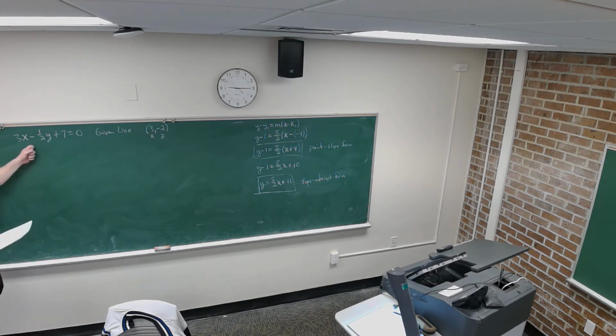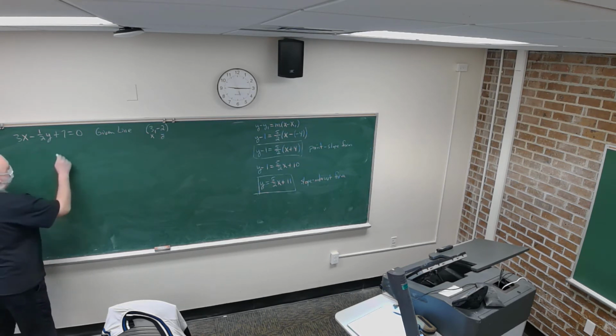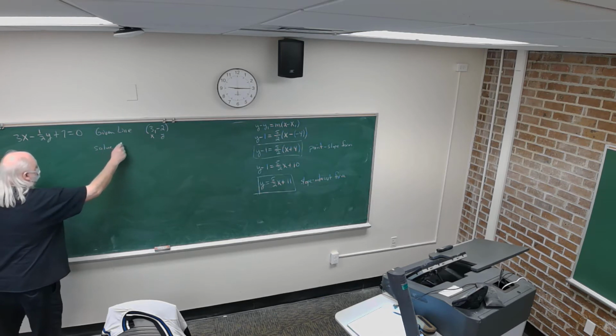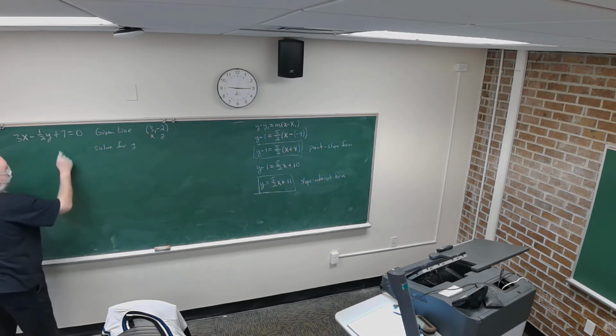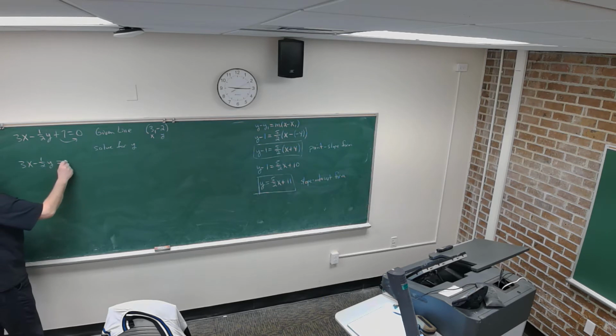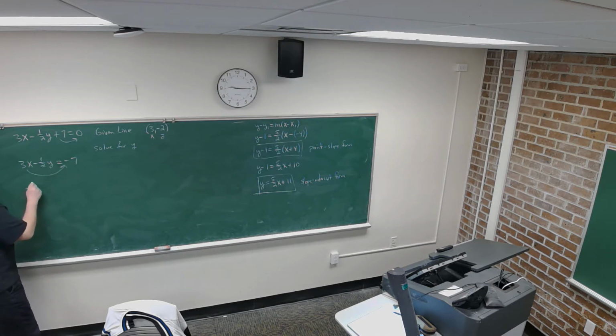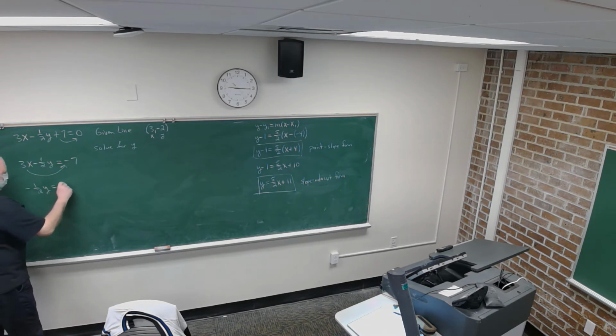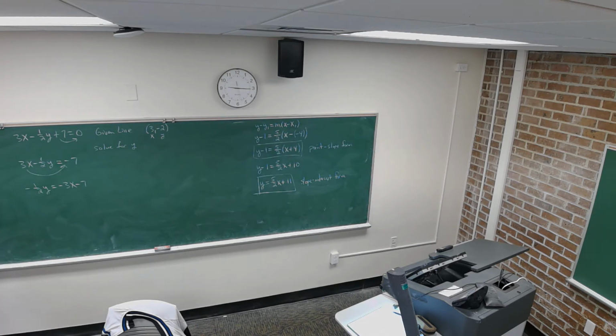So we've got to find the slope of the given line, right? To do that, we've got to solve for y. So we subtract 7 from both sides. We have 3x minus 1/2 y is equal to negative 7. And now we can subtract 3x from both sides. We have minus 1/2 times y is equal to minus 3x minus 7.